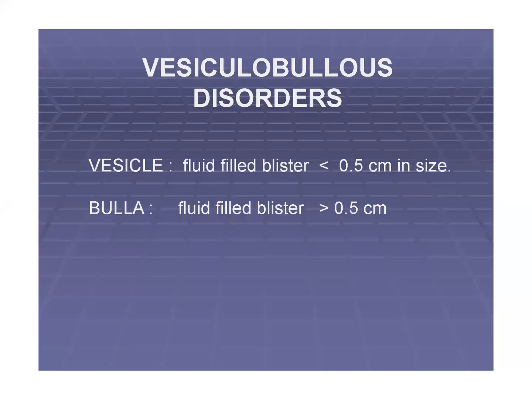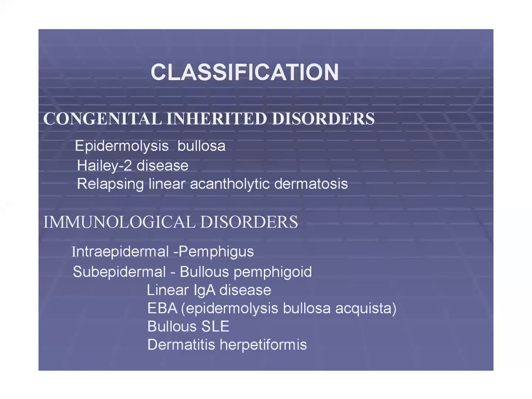Okay, this second lecture today is vesicular bullous disorders. Vesicles are small fluid-filled areas less than 0.5 centimeter in size, and bulla is a large one. Classification of the vesicular bullous disorders: congenital inherited disorders, and then immunological. The congenital inherited include epidermolysis bullosa, which is included in your syllabus.